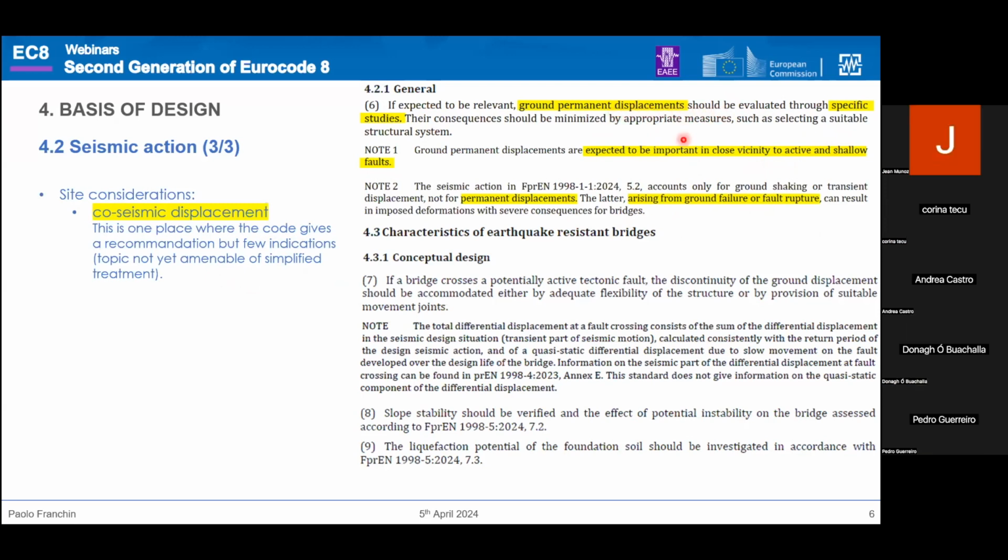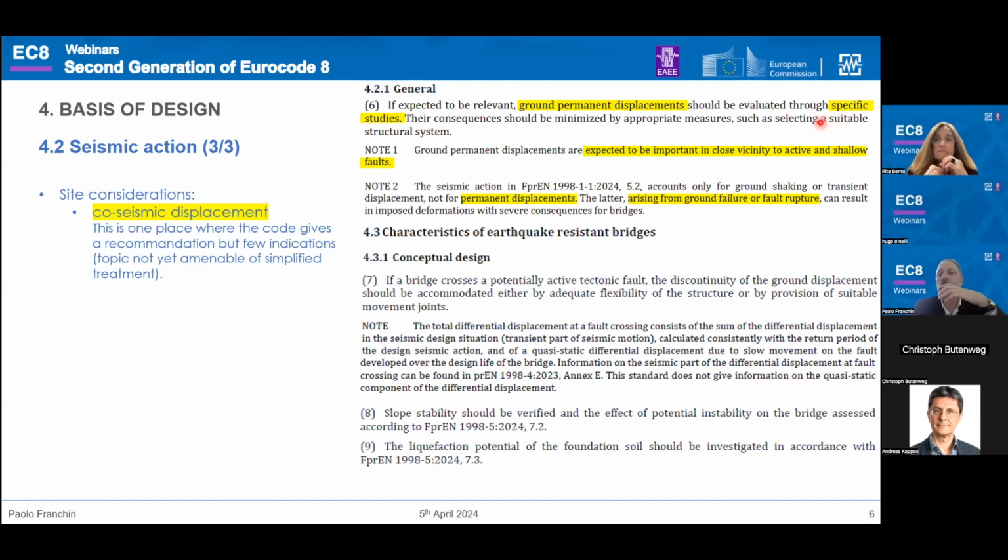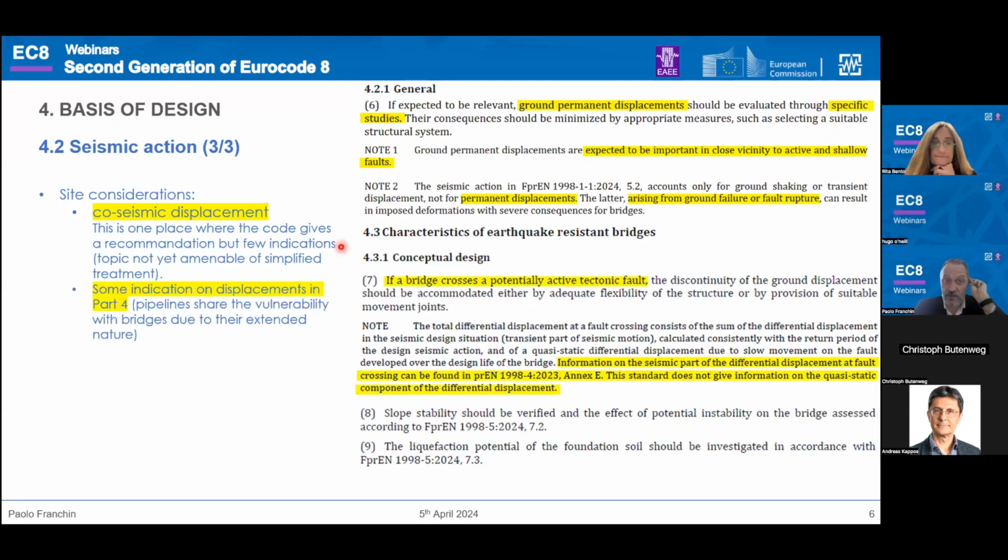Okay, so ground permanent displacement arising from these causes should be evaluated, but it does not give indications, only few indications, because the problem is not yet amenable to simplified treatment, as I've written here. So you need to do specific studies in these cases. Everyone may recall the Paolo viaduct in Turkey, a famous case of problems of this type. The few indications that are given, not in part 2 but relevant, are given in part 4, and there are indications in an Annex E about these components of differential displacements. This is because, of course, pipelines are extended and planar like bridges, so they share this vulnerability to this problem.